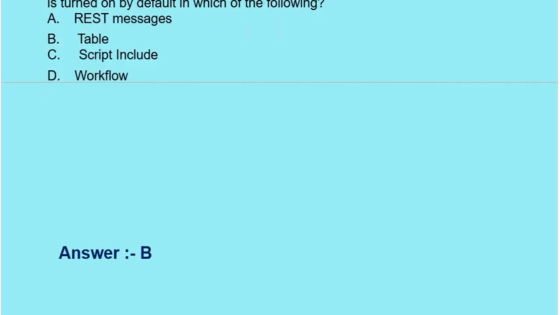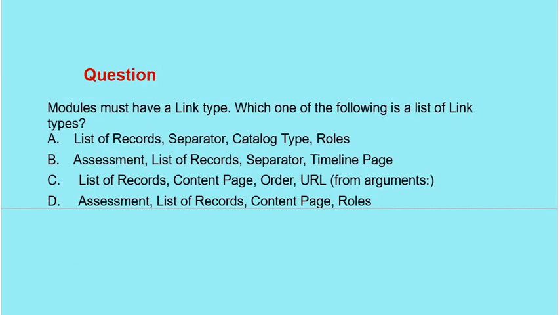Correct answer is option B. Question is modules must have a link type. Which one of the following is a list of link types? Option A, list of records, separator, catalog type, roles. Option B, assessment, list of records, separator, timeline page. Option C, list of records, contained page, order, URL from arguments. Option D, assessment, list of records, contained page, roles.